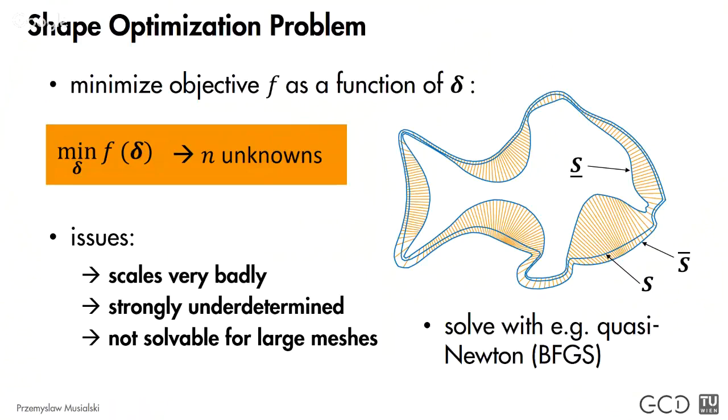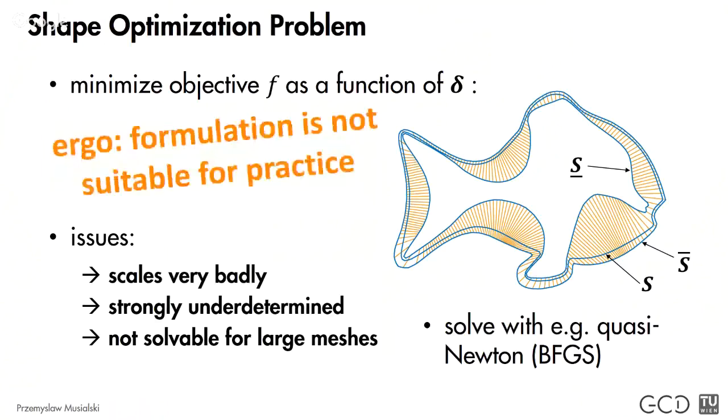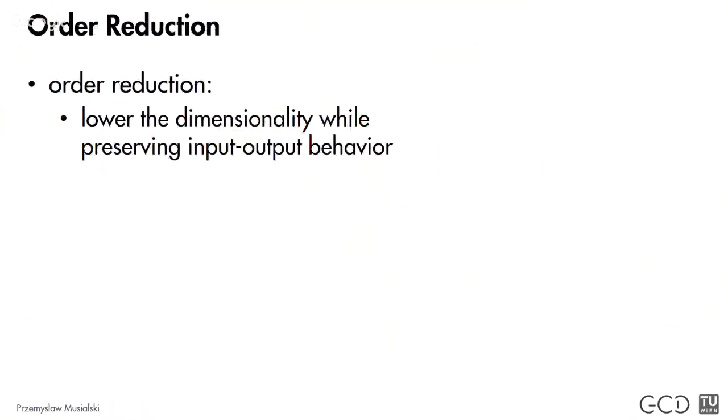And it's strongly underdetermined. That means that we are looking only for a few properties of the shape, but have a very large design space. So there exist a lot of good and bad local minima. This is not very practical, and this doesn't work. Even on small meshes, it takes hours. So we came up with a first solution for that problem, which we called order reduction.